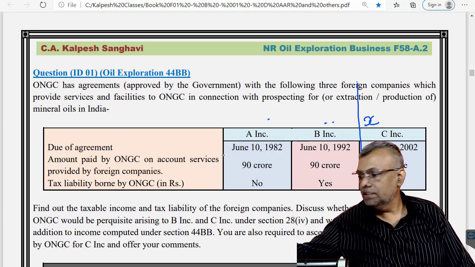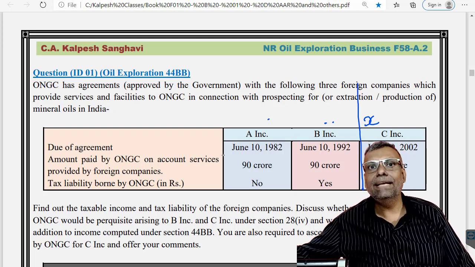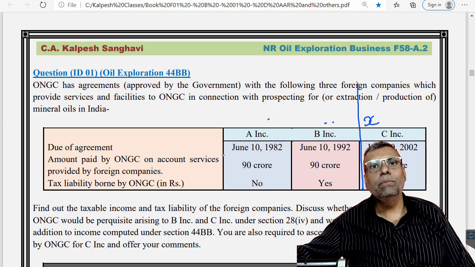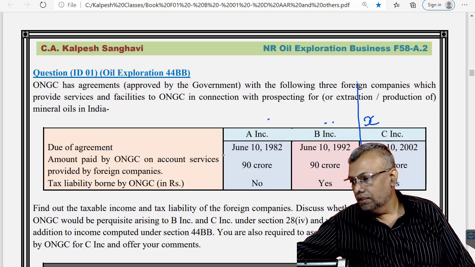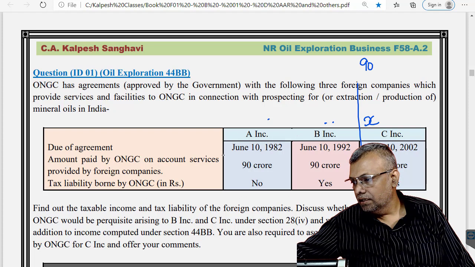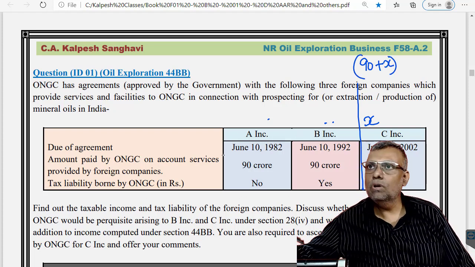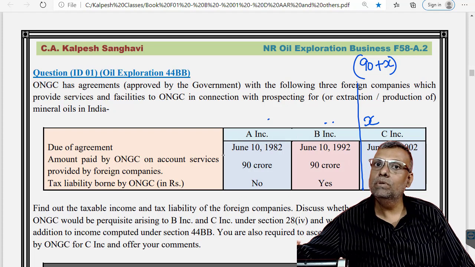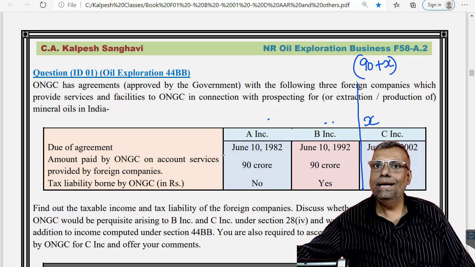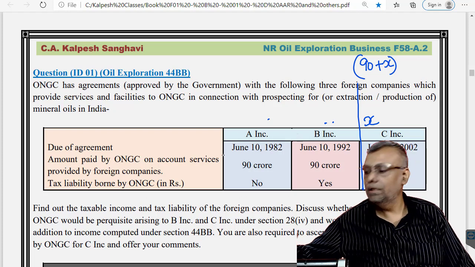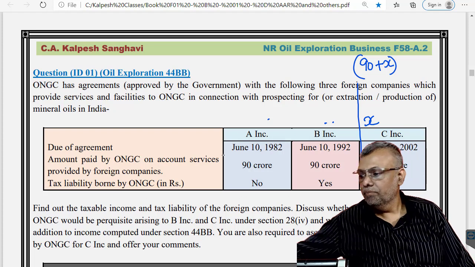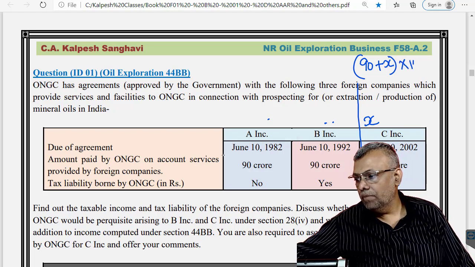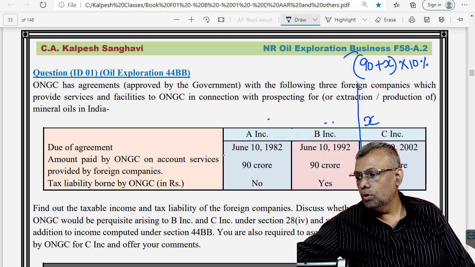Now, I am doing CINC working. Assuming that the net tax payable, which is paid by the ONGC, is X, okay? So, my gross income is going to be 90 plus X. You have to solve it with the help of this mathematical equation only, okay? And if you fail to use this mathematical equation and try to use the shortcut, you will end up with a wrong answer. Let me tell you that, okay? 90 plus X, okay? This is my gross income multiplied by 10%. This is going to be my net income.